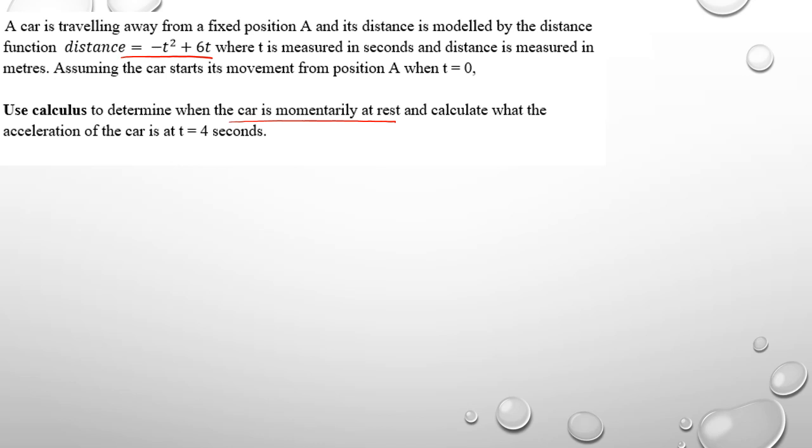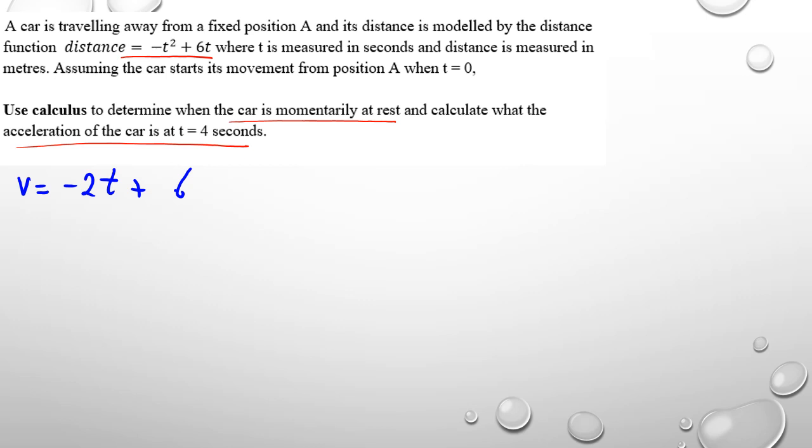So you need to find when the car is at rest, at what second, and calculate what the acceleration of the car is at t equal to 4. So basically, because it says acceleration and car at rest, you need to find the velocity. To find the function of the velocity, you're going to differentiate the distance formula. So velocity equals negative 2t plus 6.